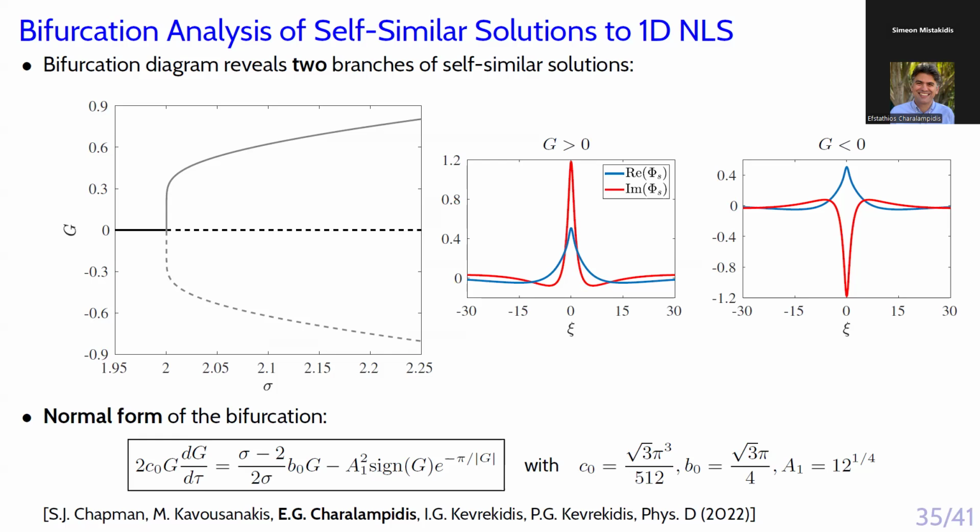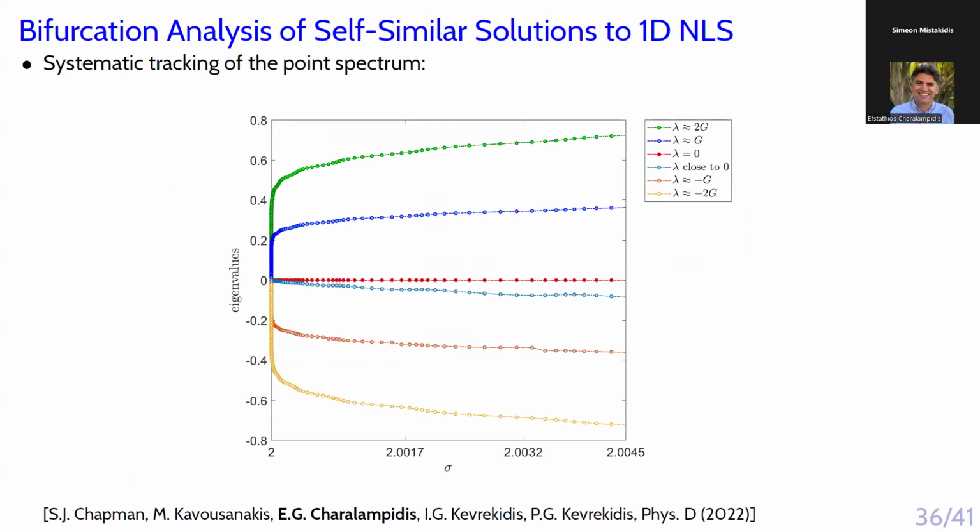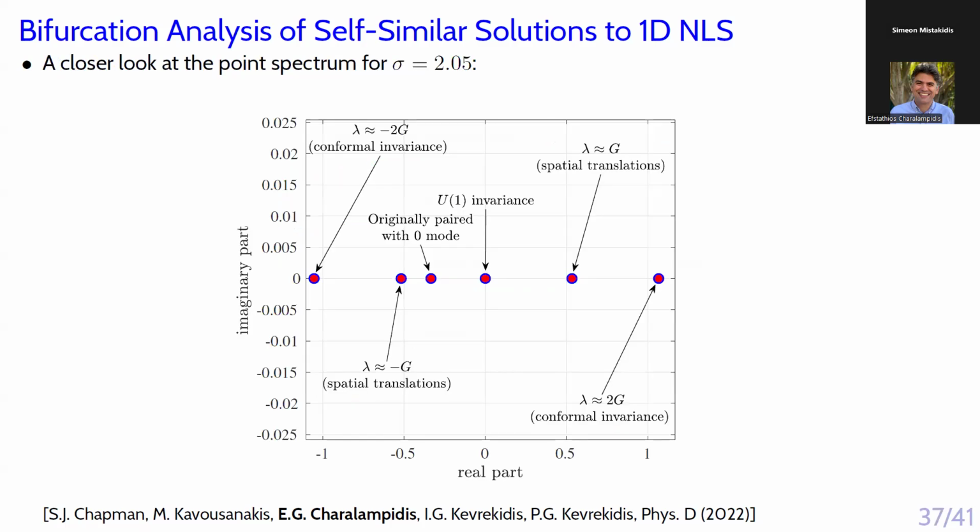It is not a pitchfork. If you have ever seen a pitchfork bifurcation, it has a cubic normal form, as we call it. This one has an exponential, e to the minus pi over absolute g, which has this flatness here. Okay? So we tracked down all the eigenvalues of this problem, and we connected them with symmetries of the original problem.